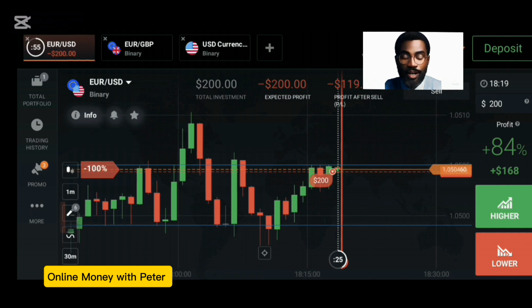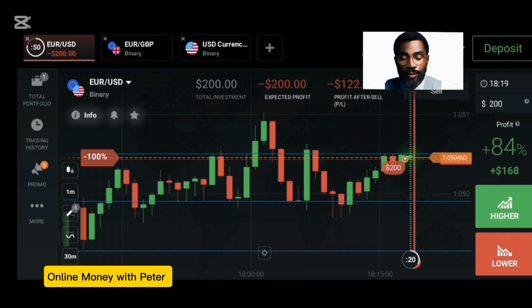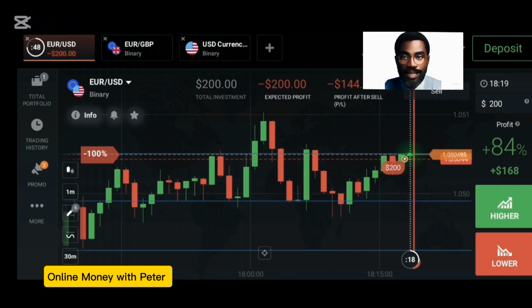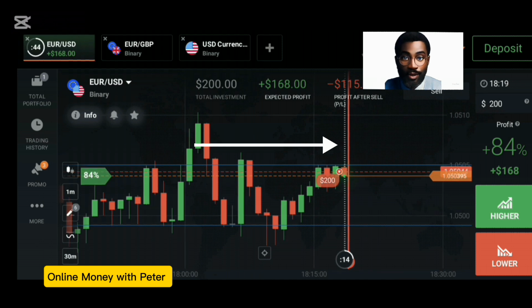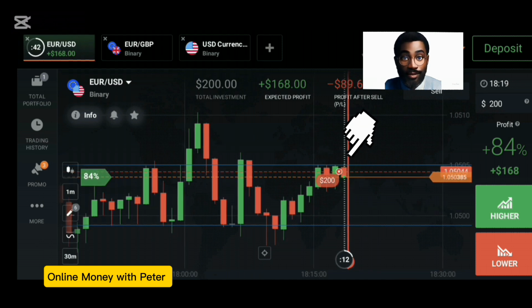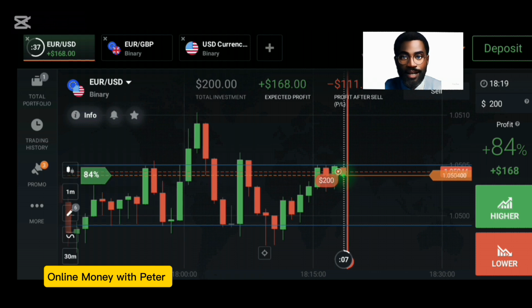Okay, all right, this is a resistance. You can see the resistance. So it has been reversing at this point. Reversed here, reversed here, reversed here. So probably it's going to reverse at this point as well. All right, so let's wait and see the outcome of this trade.